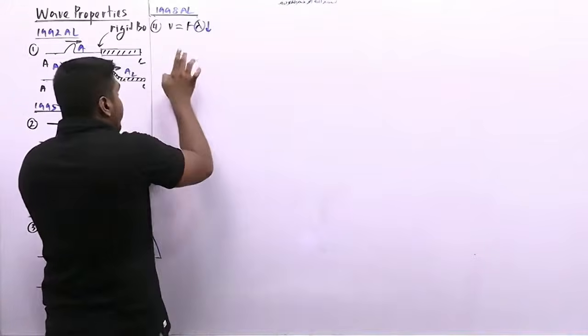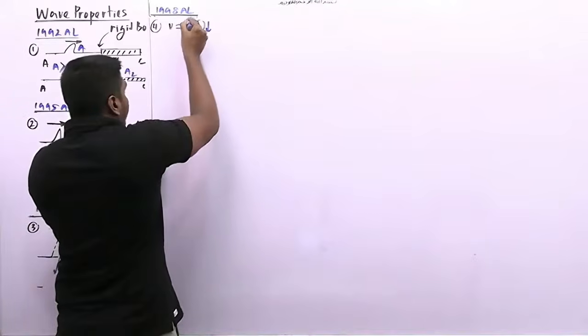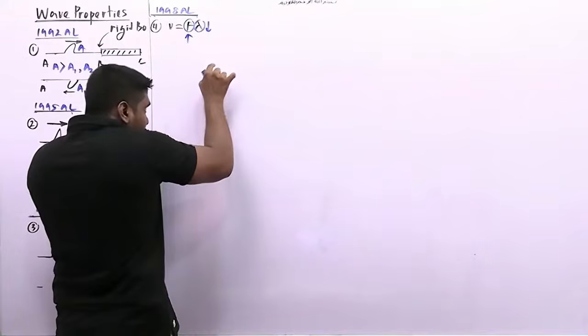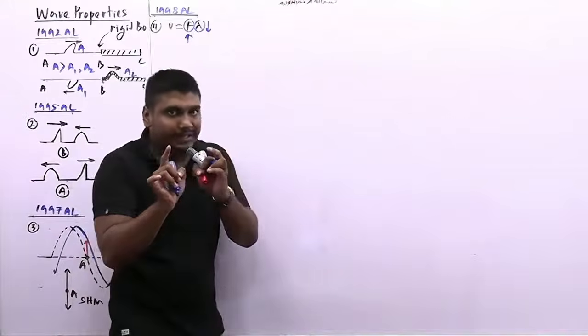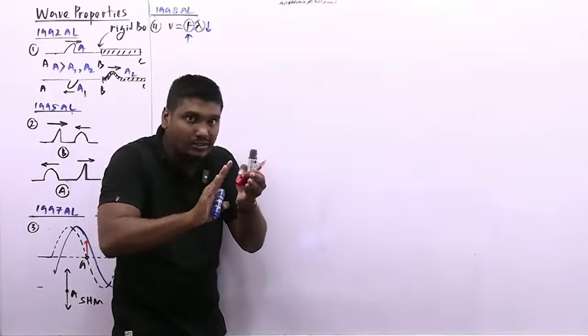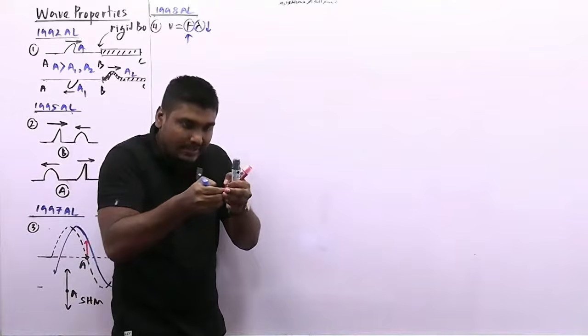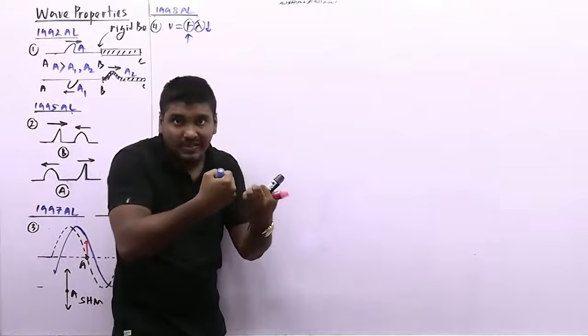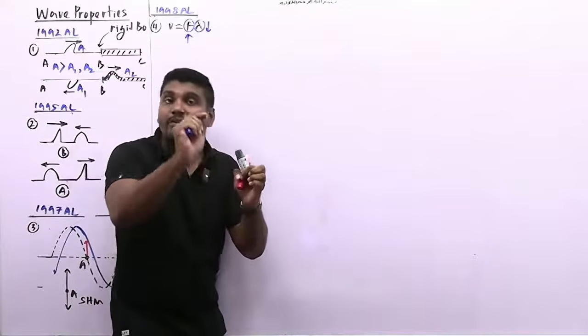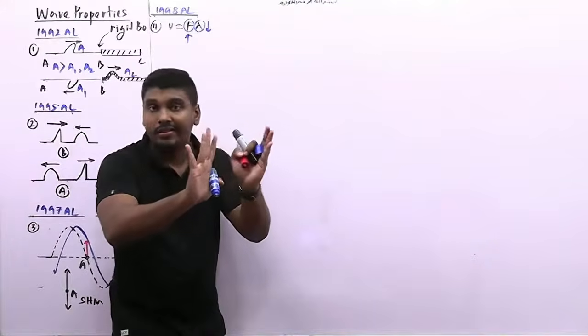I think you all can remember this idea. I hope you are aware of what wavelength means. There are lots of definitions for wavelength: the distance between 2 adjacent crests or troughs, or the distance between 2 adjacent compressions or rarefactions, or the length of one complete wave cycle. The length of one complete wave cycle we define as wavelength.